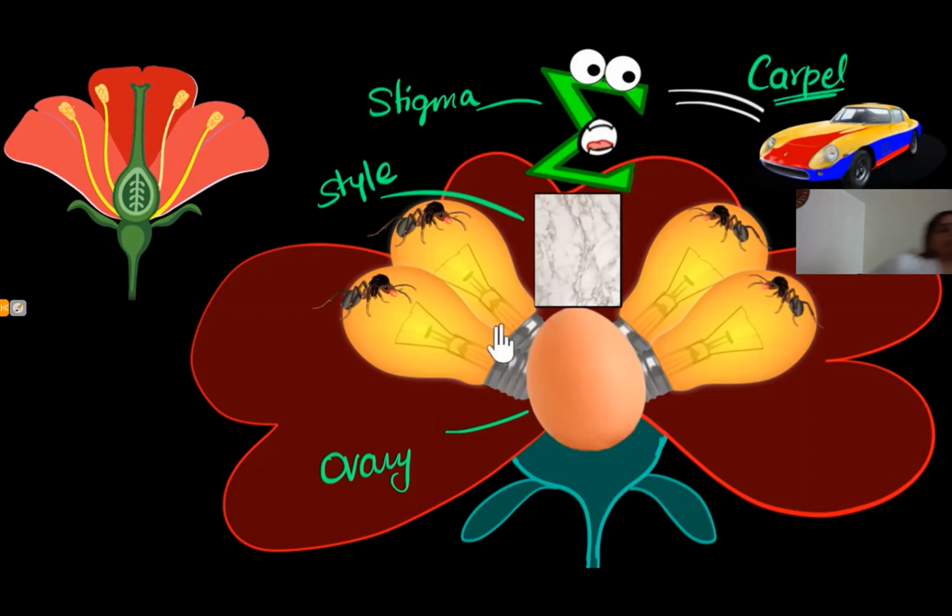Okay, let's go to the male part. What have I drawn? Why have I drawn bulbs? Because I know there's a filament, and filament reminds me of the filament of the bulb, and that's how I remember this is the filament.